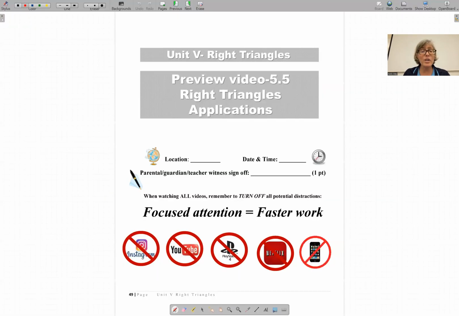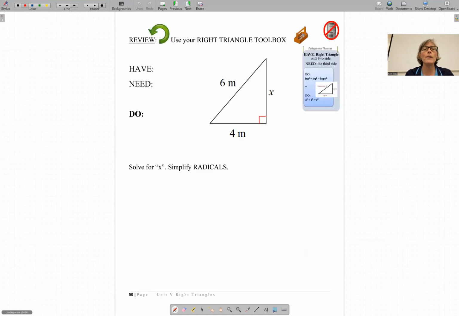Don't forget date, time, and location here. Parent or guardian sign off.